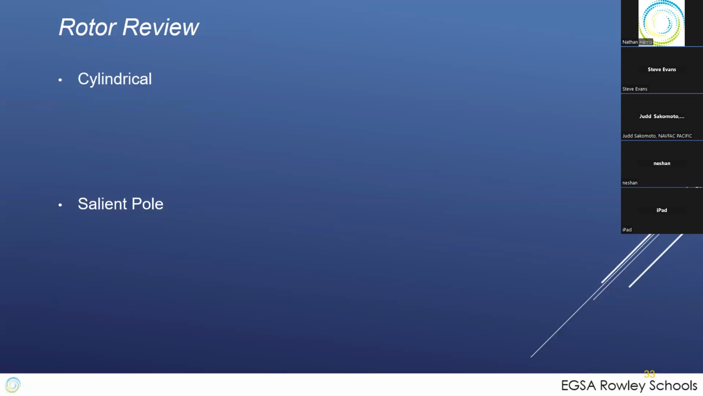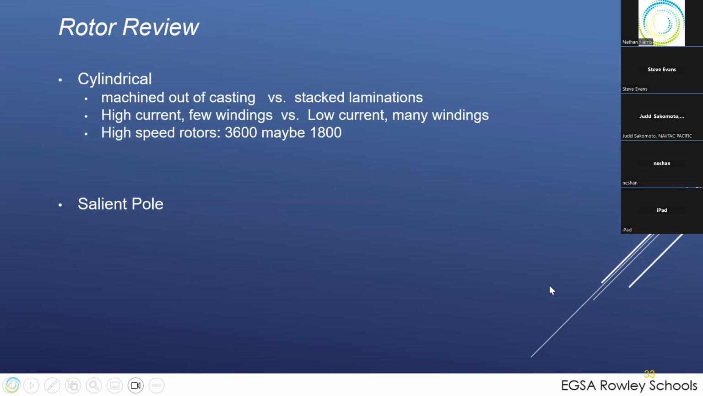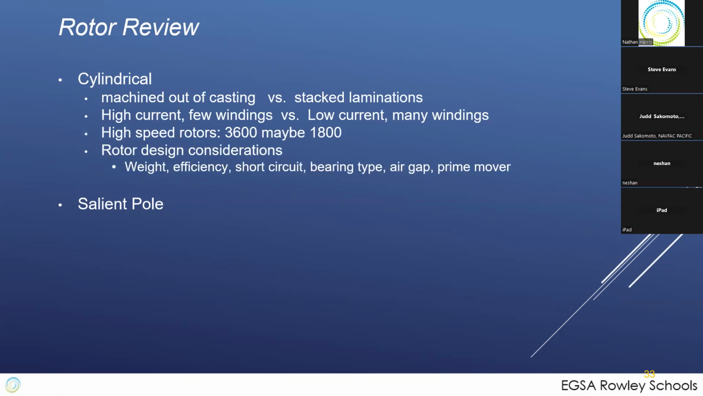So quick review of rotors. You can either make them a cylindrical or a salient pole rotor. A cylindrical rotor typically is machined out of a casting, or it could be stacked laminations, but typically machined out of a casting. High current, few windings versus low current, many windings. Again, it's this time constant of the response of the field to a disturbance in the system.